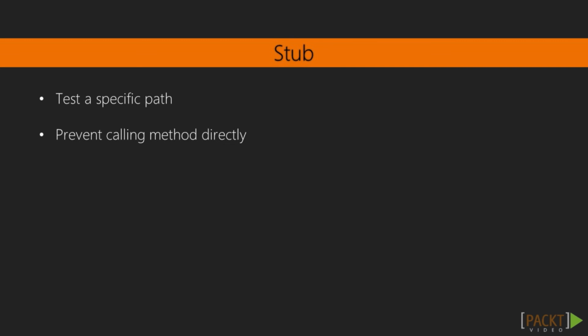You want to use stub to test a specific path. For example, throwing an error to test the error handling. You want to use stub to prevent calling a specific method directly. For example, making a request to an API.